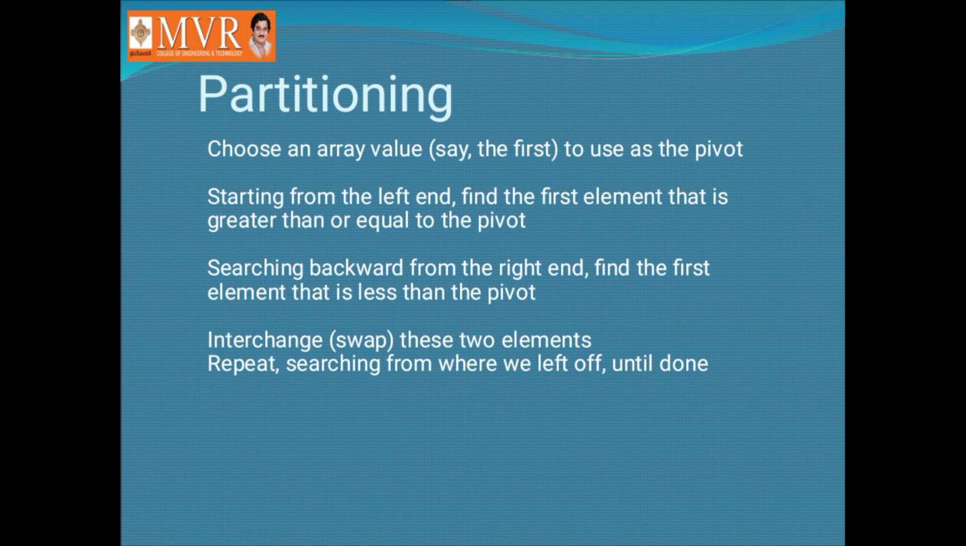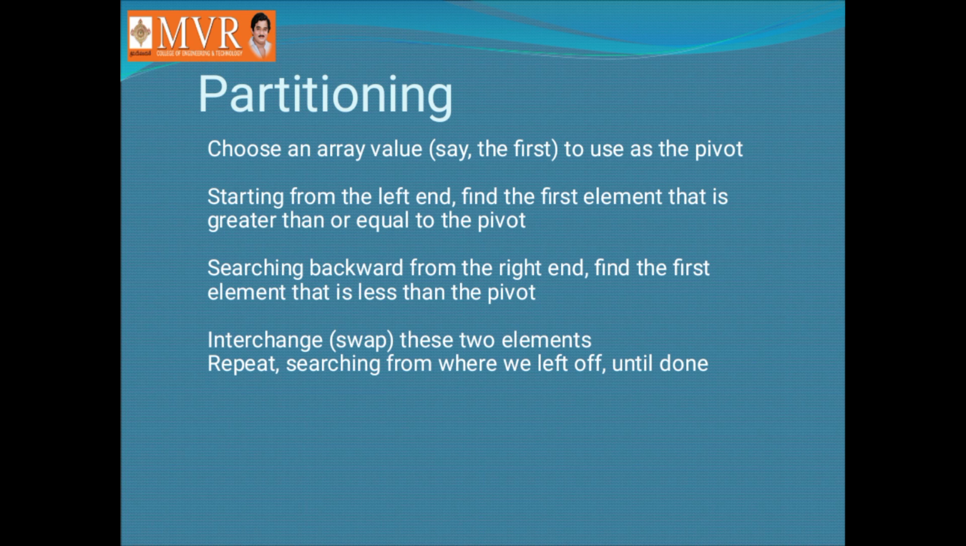Partitioning. Choose any array value, say the first, to use as the pivot. Start from the left end. Find the first element that is greater than or equal to the pivot element. Searching backward from the right end, find the first element that is less than the pivot element. Interchange these two elements. Repeat searching from where we left off until done. See how I have done the partitioning. I will explain it in short.